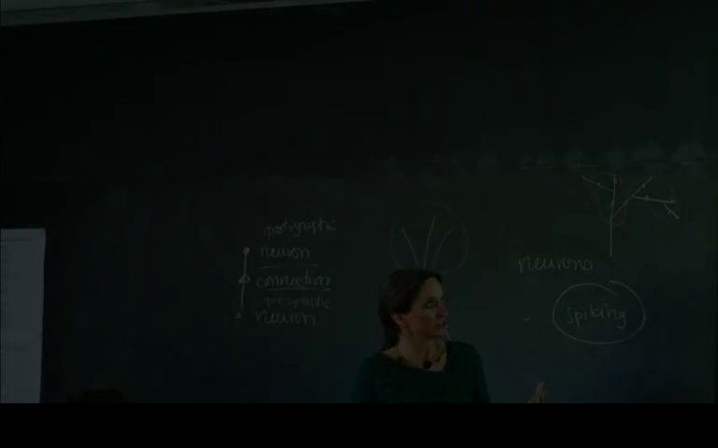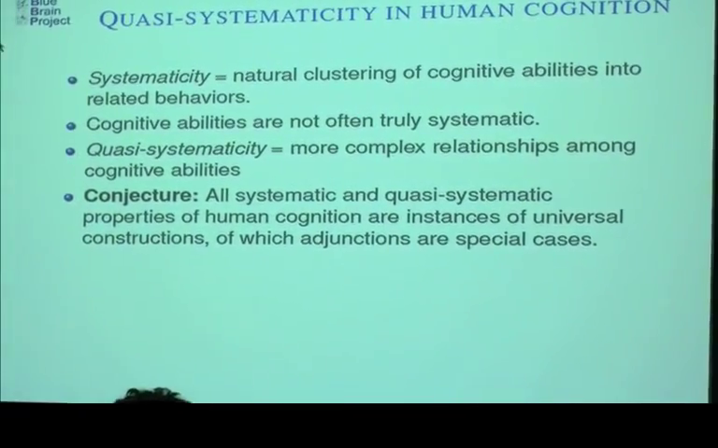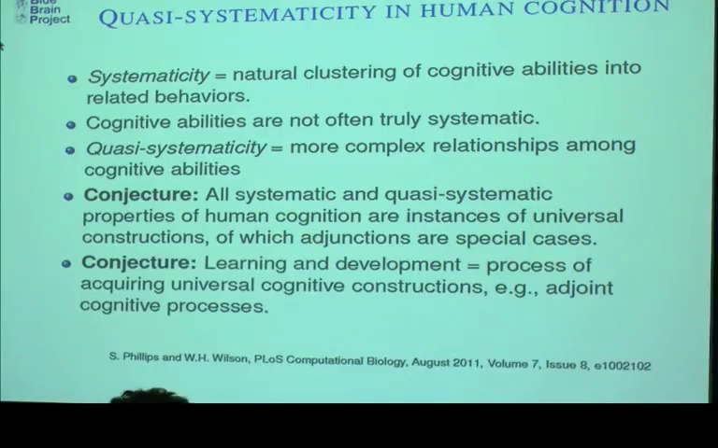Their conjecture is that these systematic and quasi-systematic properties of human cognition are examples of universal properties of different sorts, often characterized by adjunctions. And then they conjecture as well that learning and development in a human is a process of acquiring universal cognitive constructions like this, and in particular, adjoint cognitive processes. So I think it's an amusing read. It's a nice read, and who knows?